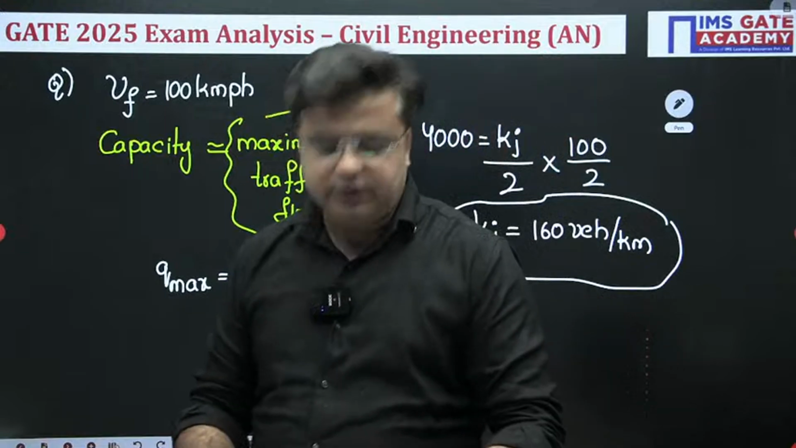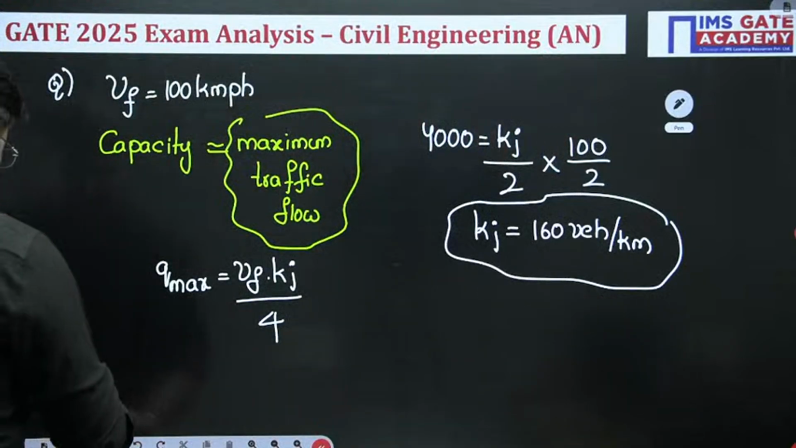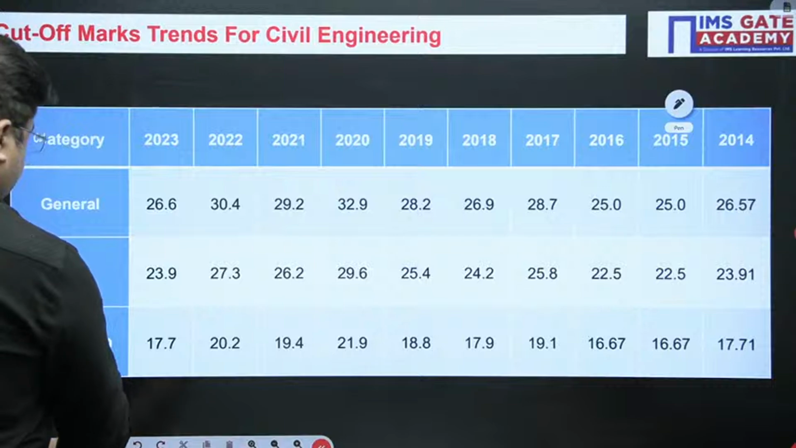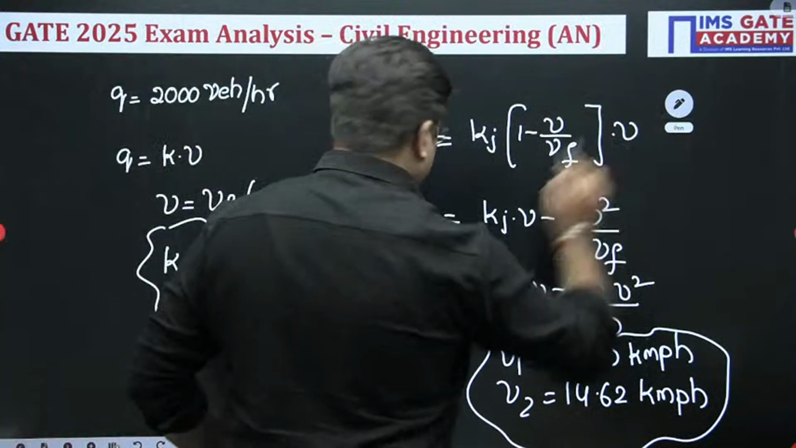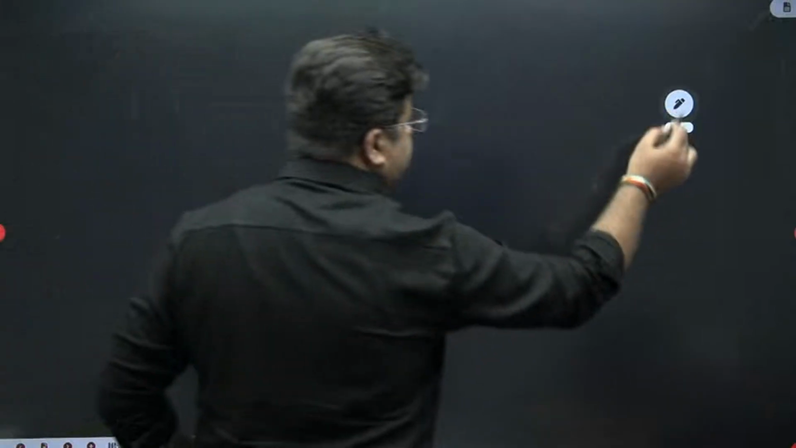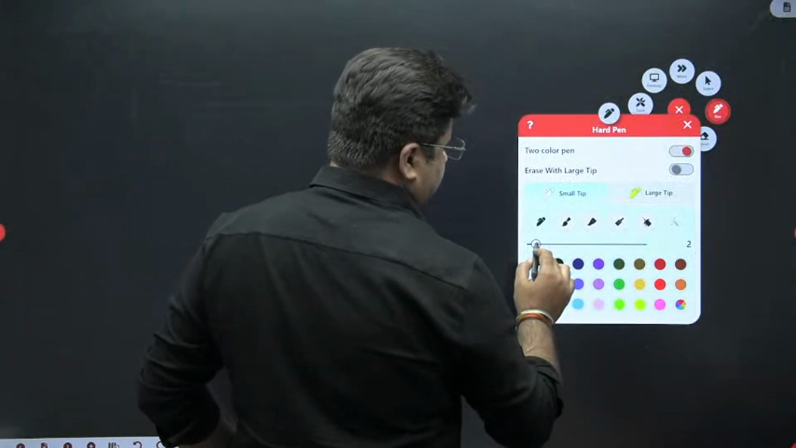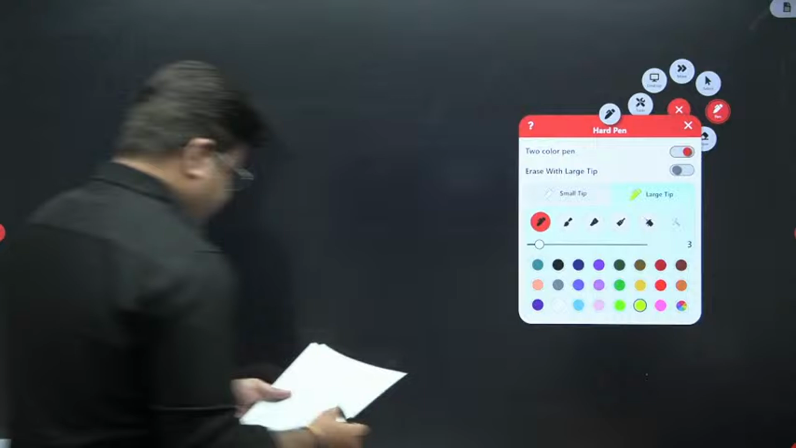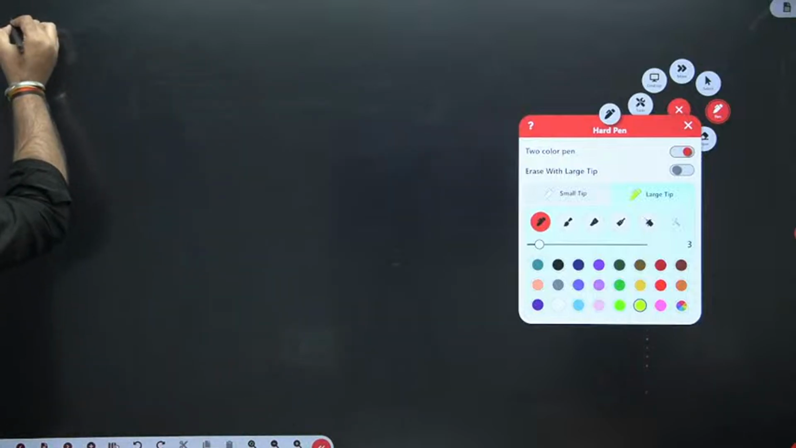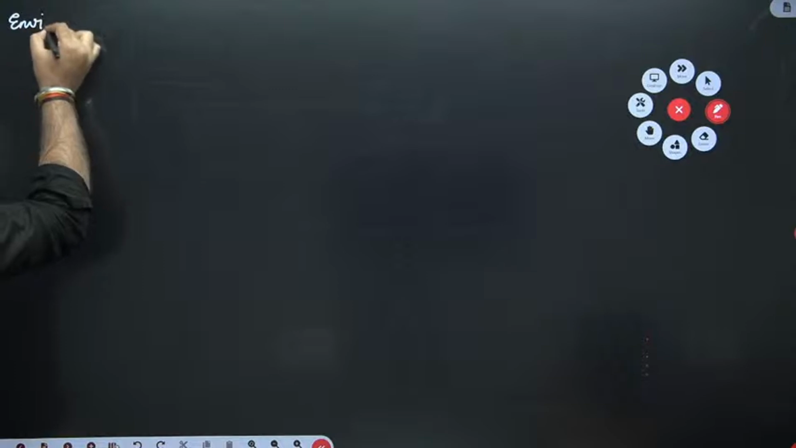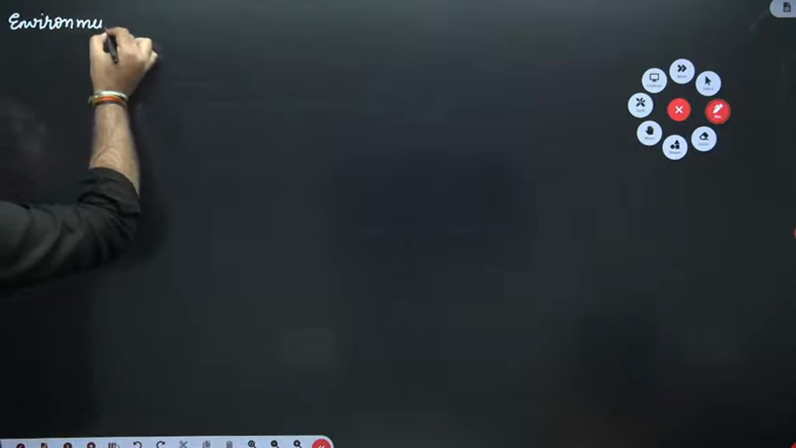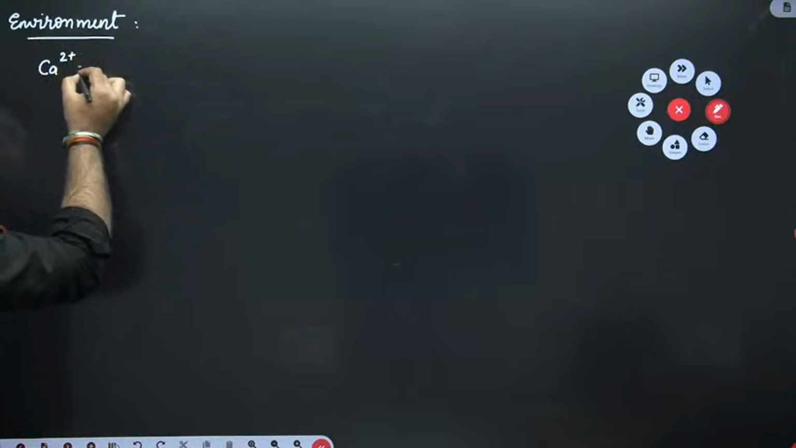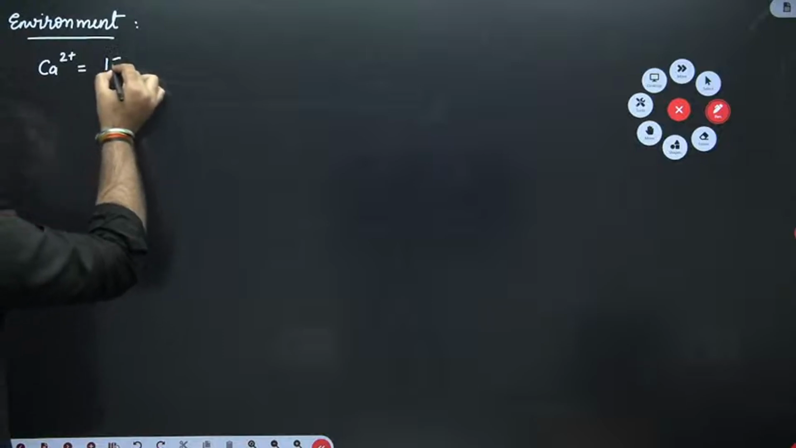Let me start discussing with the first very simple question of environment. The question says you are asked to find out the carbonate hardness, and the ion concentrations are given to you. So check this out. The concentration of calcium ion is given as 150 milligram per liter as CaCO3.